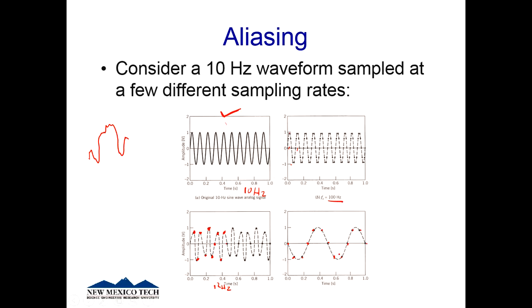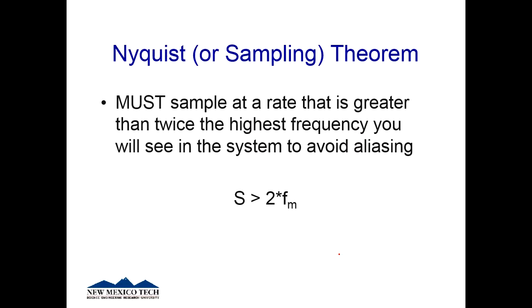So aliasing overall is basically a way that you can accidentally misrepresent a signal by not sampling fast enough. And so how we combat that is this thing called the Nyquist theorem. And we got some advanced math here, right?